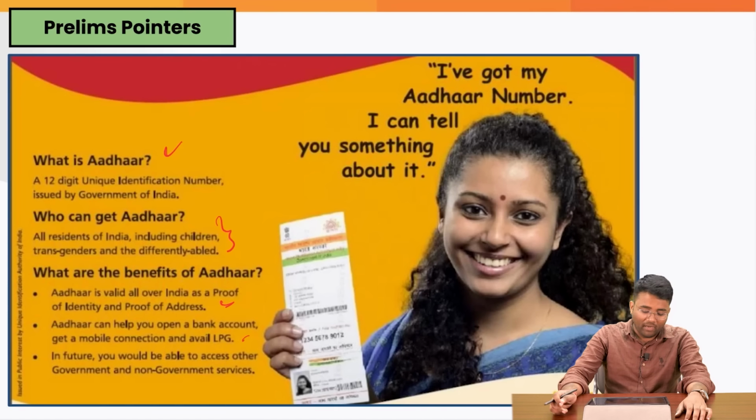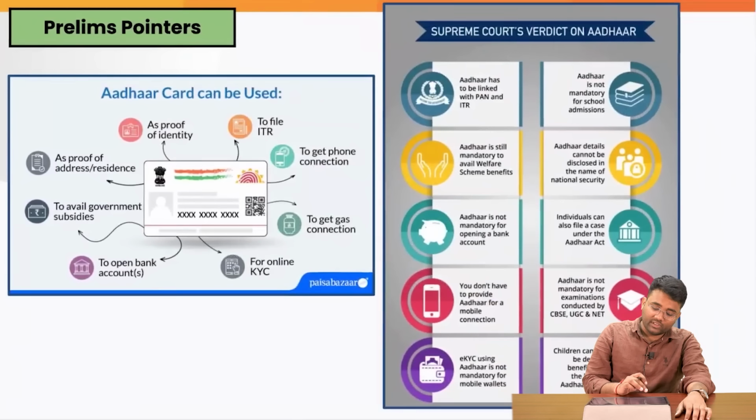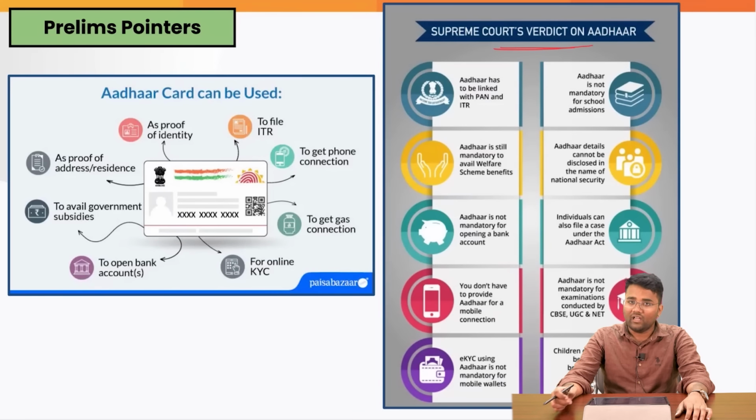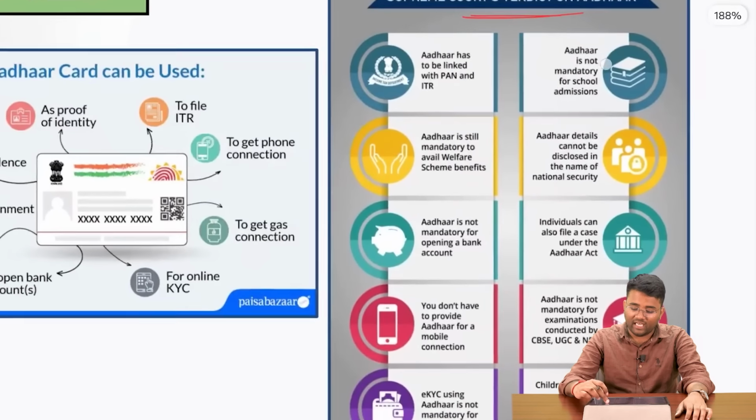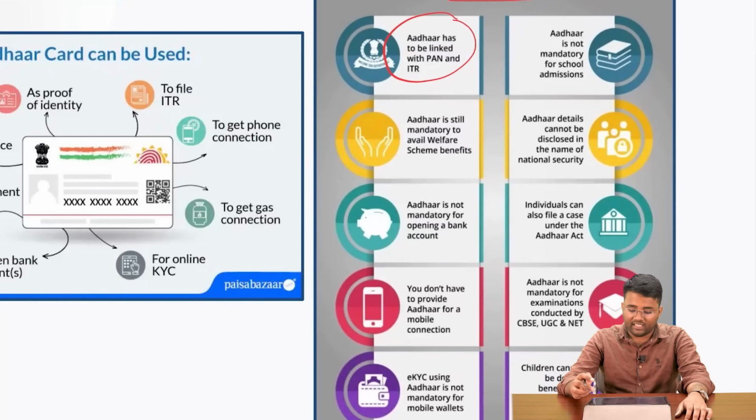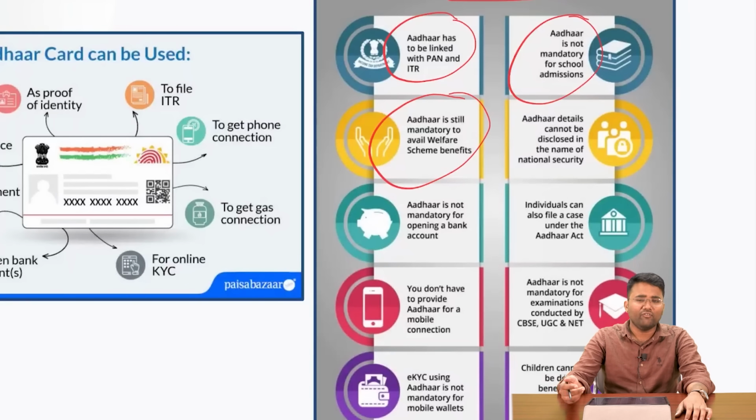It can help in opening a bank account, getting a mobile connection, availing the LPG as well as the LPG subsidy like Pahal. And there was a verdict that was also given on Aadhaar, on the validity of the Aadhaar Act. So the Supreme Court said that Aadhaar has to be linked with the PAN and ITR. Aadhaar is not mandatory for school admissions. Aadhaar is still mandatory to avail welfare scheme benefits, for example PM Kisan or other benefits that are being given to the citizens. Aadhaar details cannot be disclosed in the name of national security.